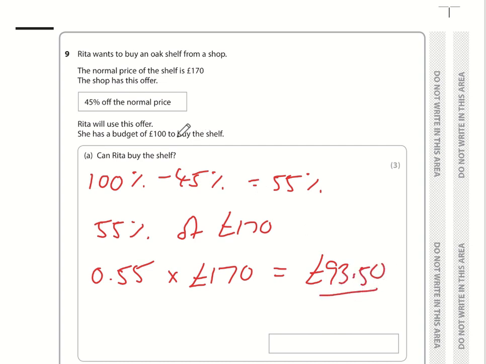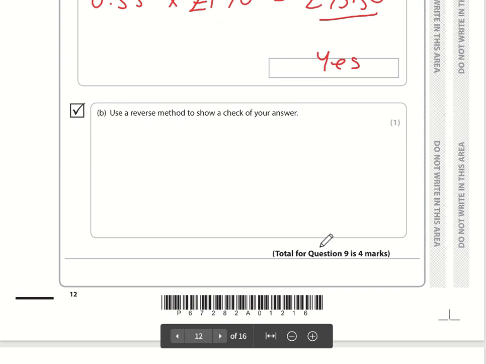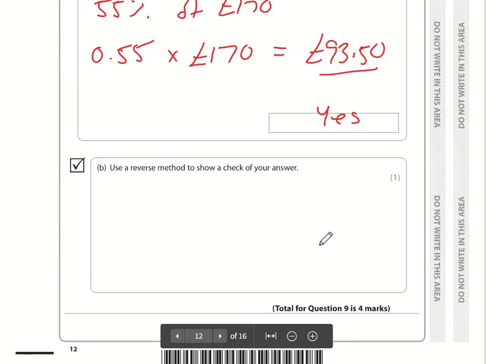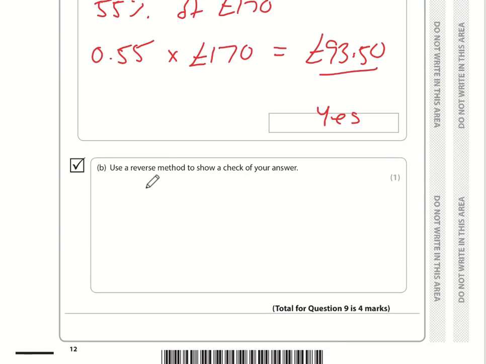She's got a budget of 100, so can Rita buy this shelf? Yes, she can, because it's £6.50 under budget. So use a reverse method to show a check of your answer. Again, this question is a little bit daft because this reverse method to check our answer is much more complicated than what we did before, really, so it doesn't really make sense.